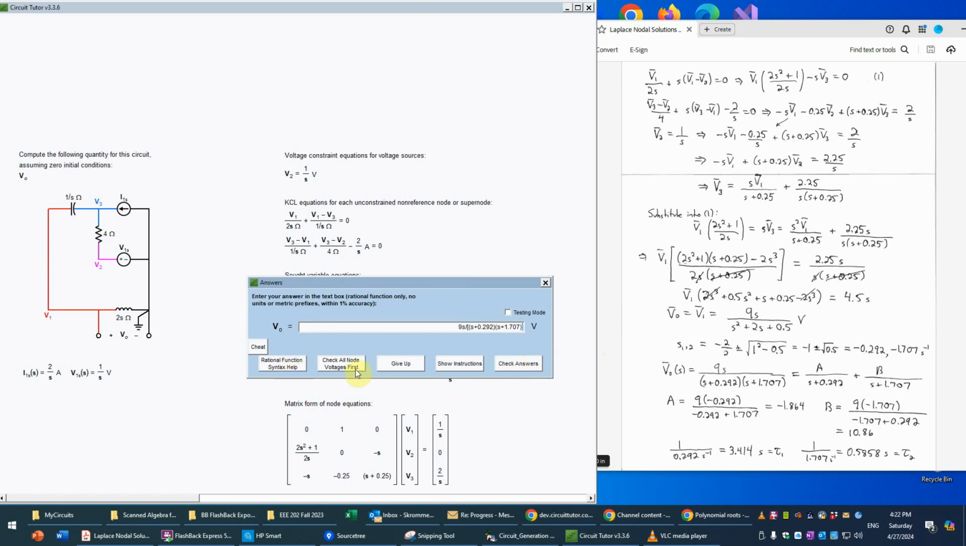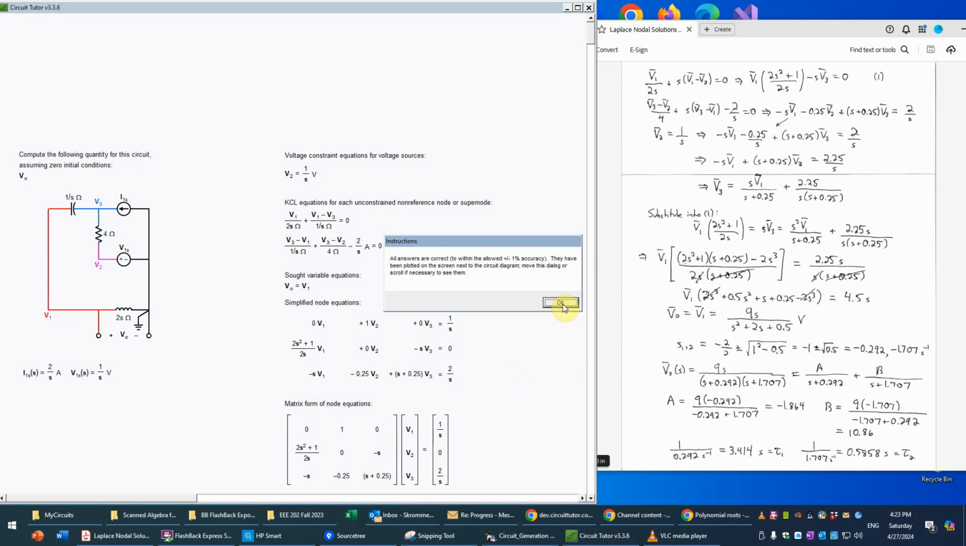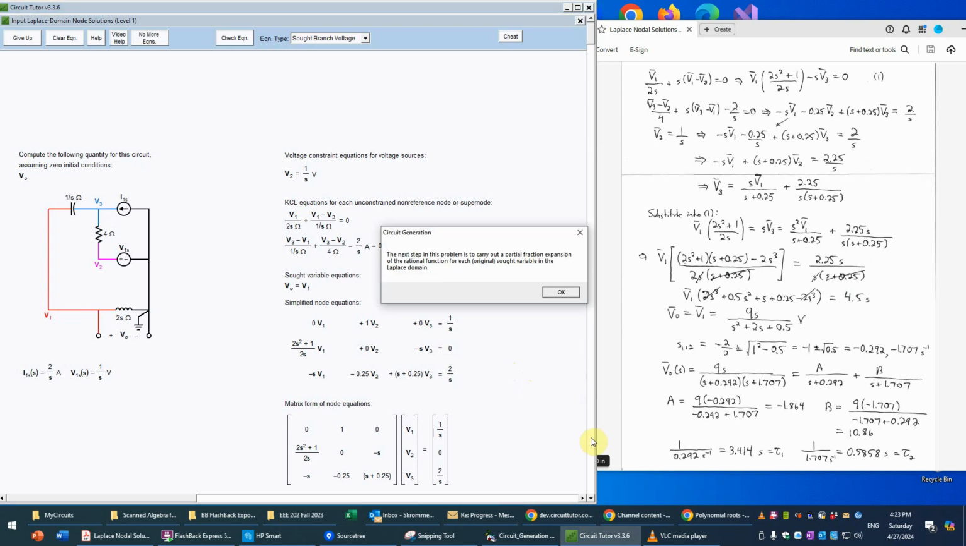And again, if you wanted to go back and check your node voltages because this wasn't working out, you could go do that. You can get your rational function syntax help if you need it here. You can give up at any point in the problem if you have to. And also you can get the instructions again. Okay, so we'll check that. And that was correct. And that's been printed now on the screen.